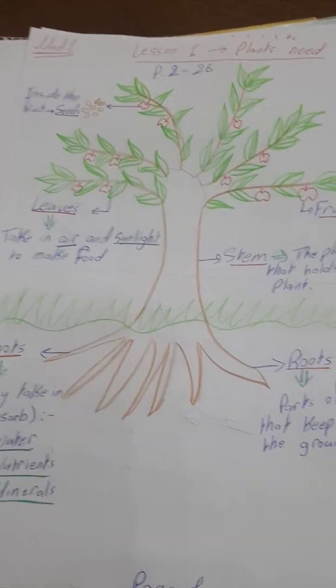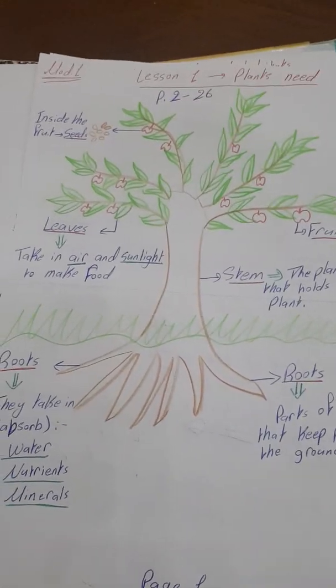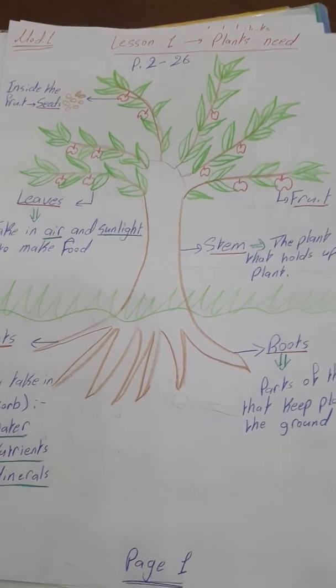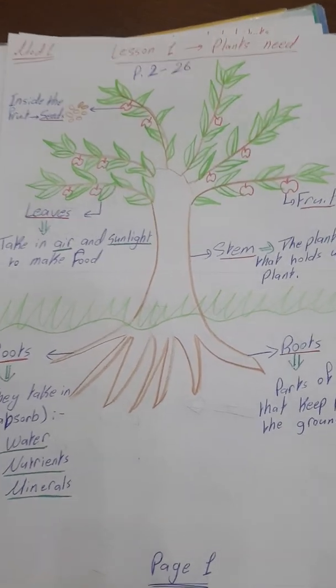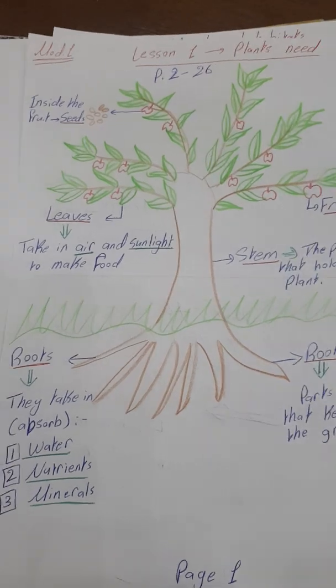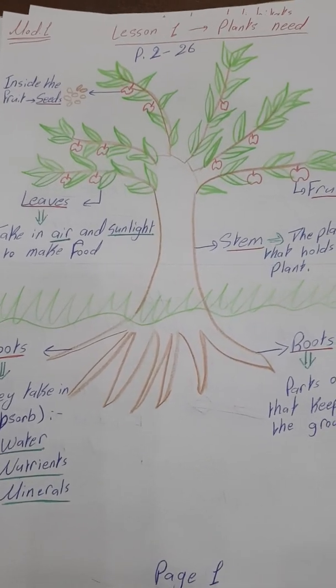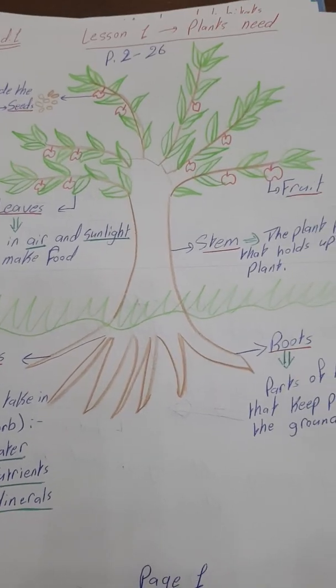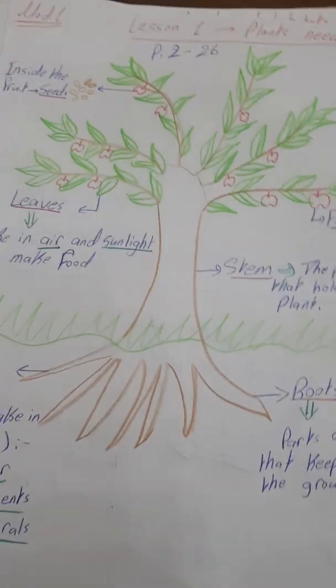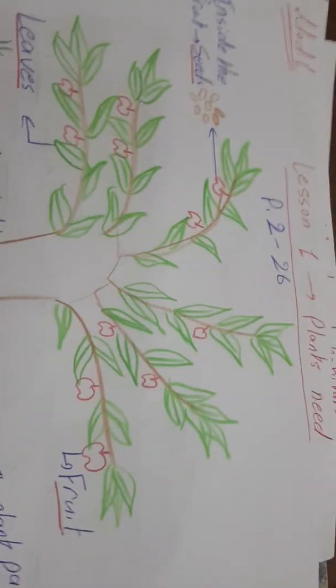Today I'm going to make a revision for all we talked about in the Unit 4 book. First, I'm going to give you Module 1, Lesson 1, Plants Need. This is a tree, as you can see. Let's see its parts together.